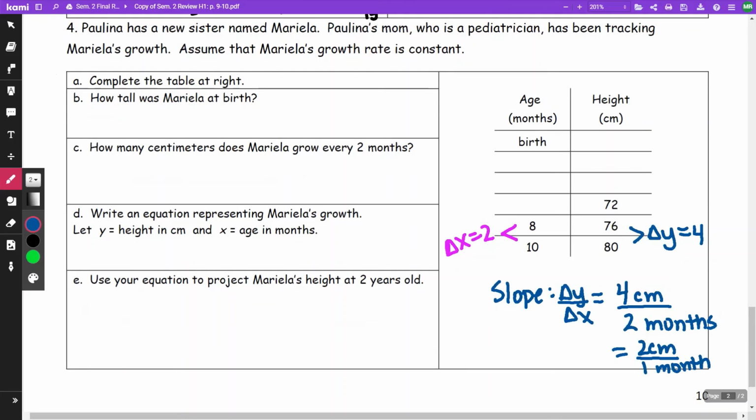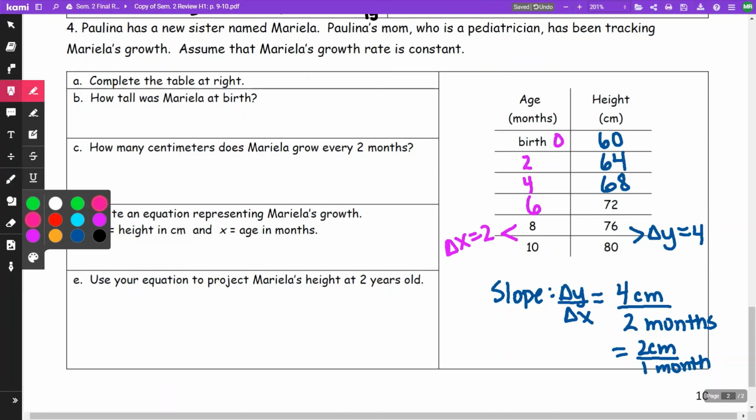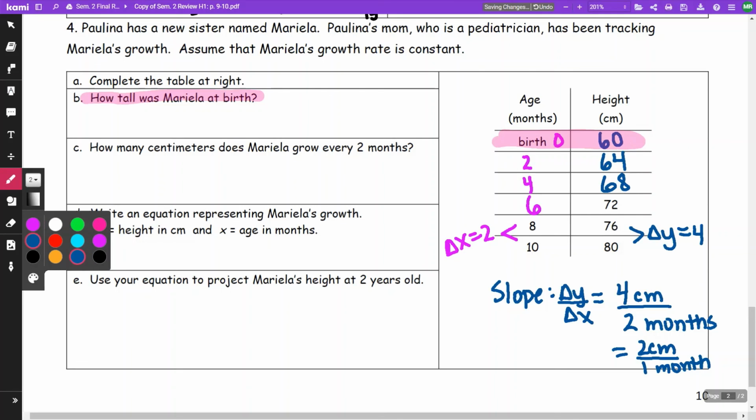Now, if I complete the table, for my x's, I'm going by 2. So this is going to be 6, then 4, then 2, and birth is really 0. For my y's, I'm going by 4. If I subtract 4 from 72, I get 68. Subtract 4 from that, I get 64, and 4 from that, I get 60. So when it asks, how tall is Mariella at birth? At birth, 60 centimeters.